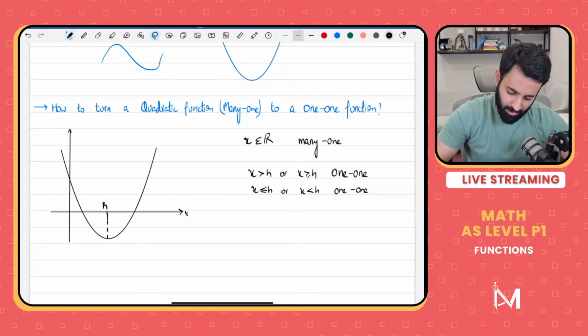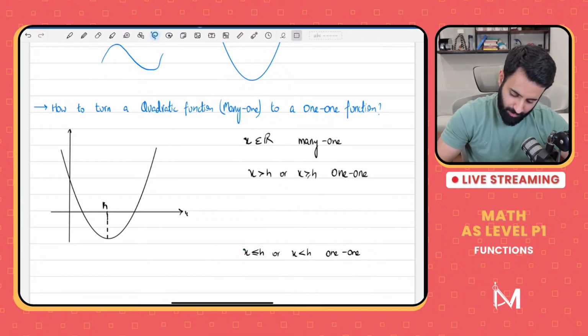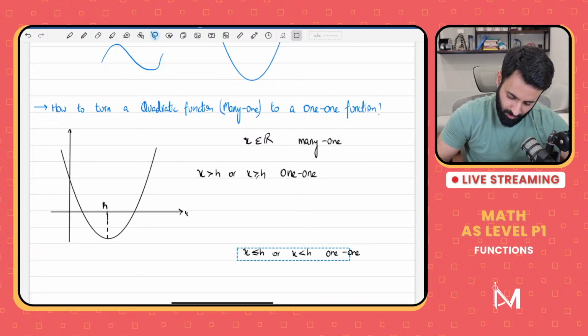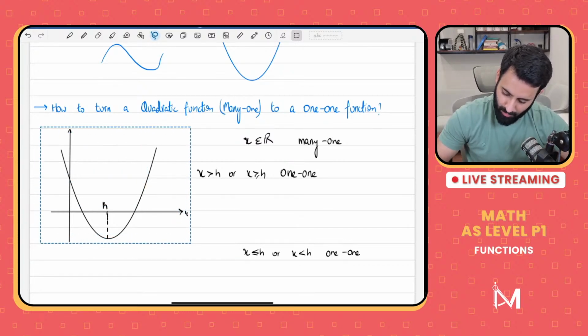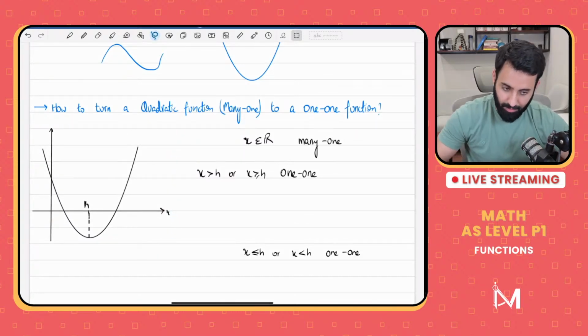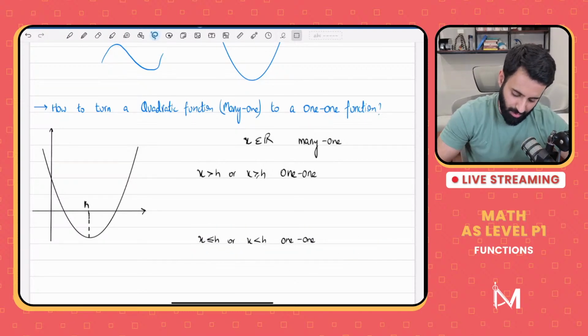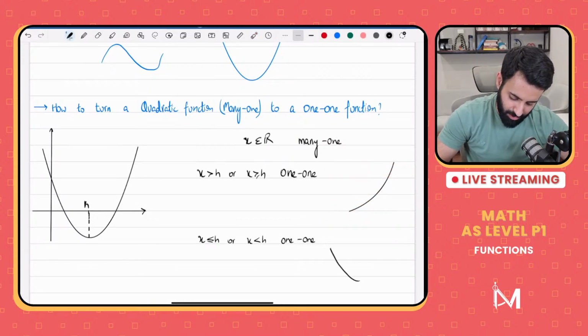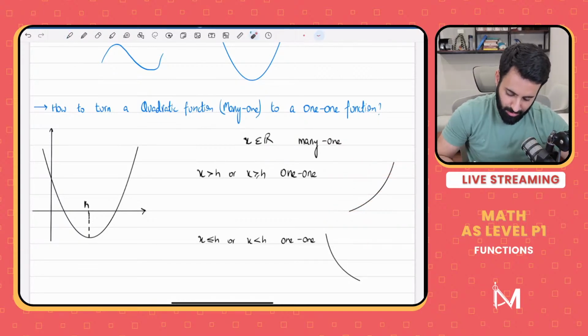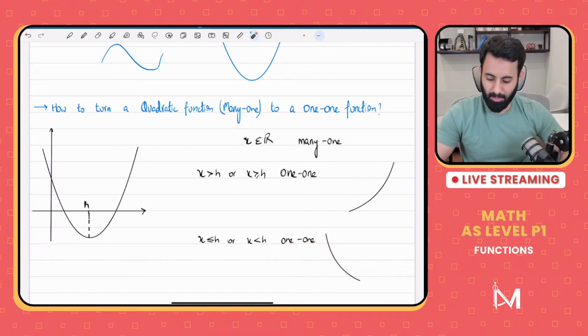Why is that? Let's have a look. Yeah, TP is short for turning point. That's correct. So if it is greater than h, that means this is the kind of curve that you will get. And here, no matter where you draw a horizontal line, it will always cut it once. If it is less than h, that means this is the kind of curve that you will get. And here also, it doesn't matter where you draw a horizontal line, it will always cut it once.